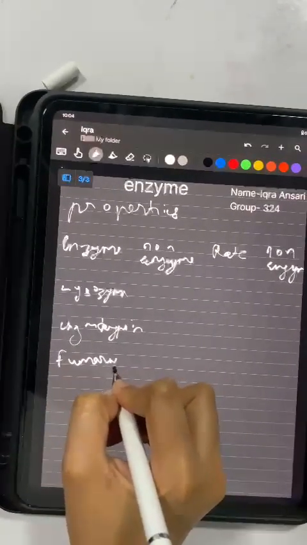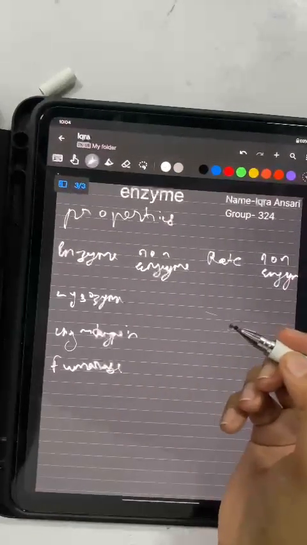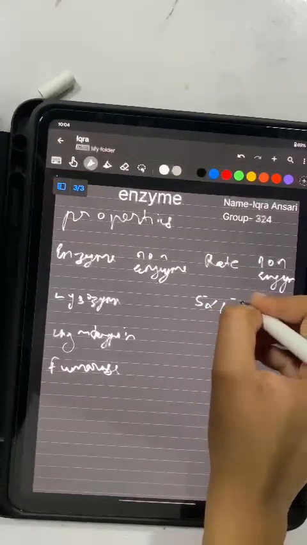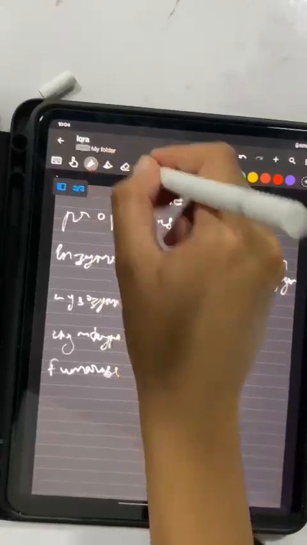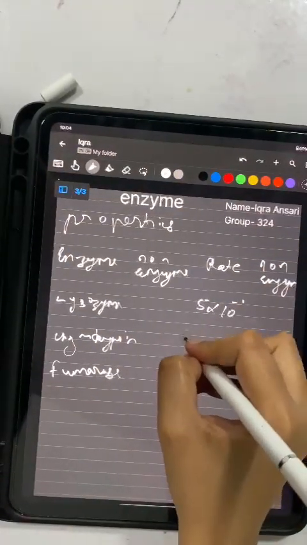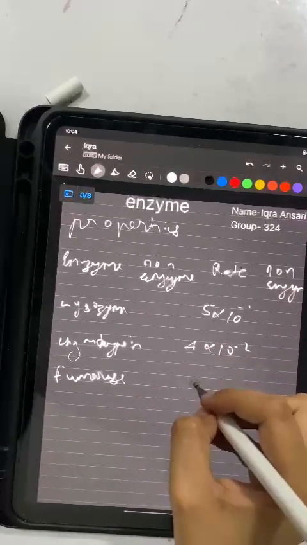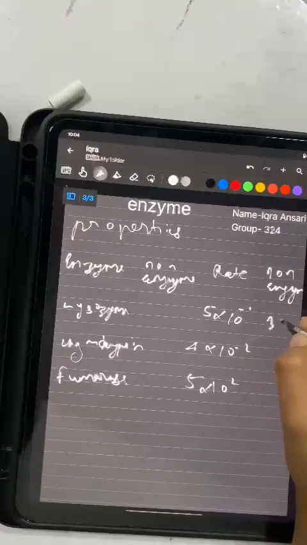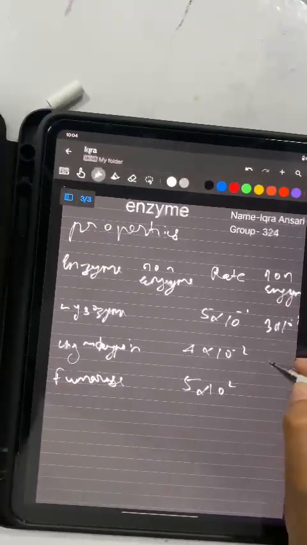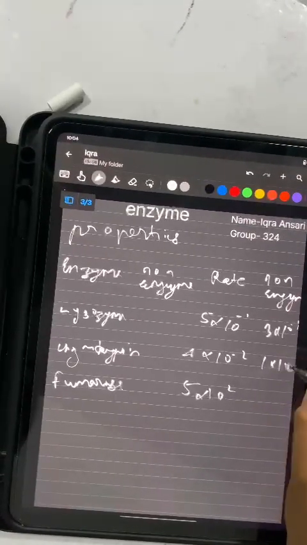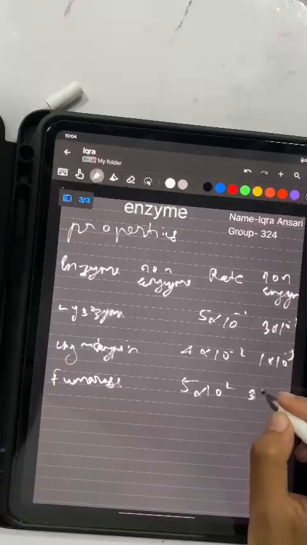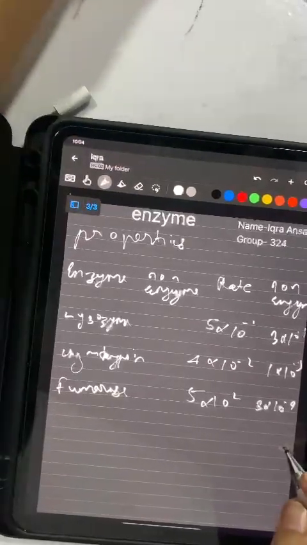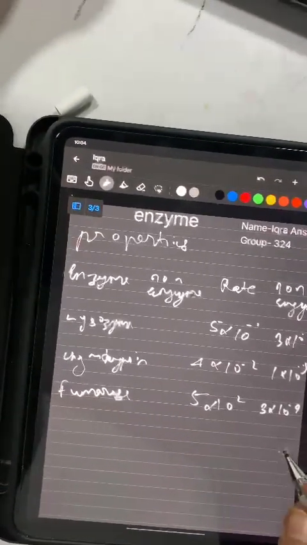One by one we will see the properties of these. It has the rate of 5 multiplied by 10 raised to minus 1, and it has the rate of 4 multiplied by 10 raised to minus 2. It has 5 multiplied by 10 raised to 2. The non-enzymatic part has 3 into 10 raised to minus 9, and it has 1 into 10 raised to minus 5, and it has 3 into 10 raised to minus 9. So this is the data in which the rates of the non-enzymatic and the enzymatic parts are compared.